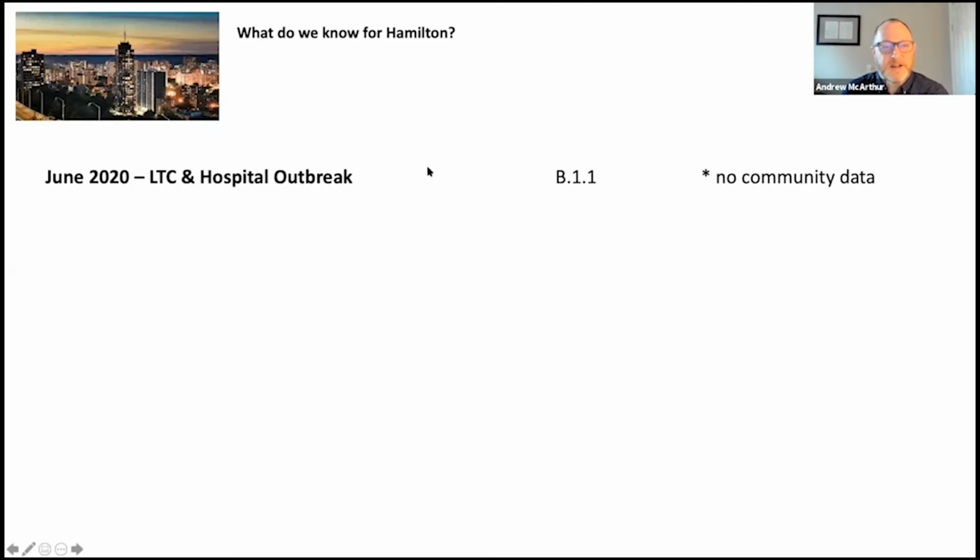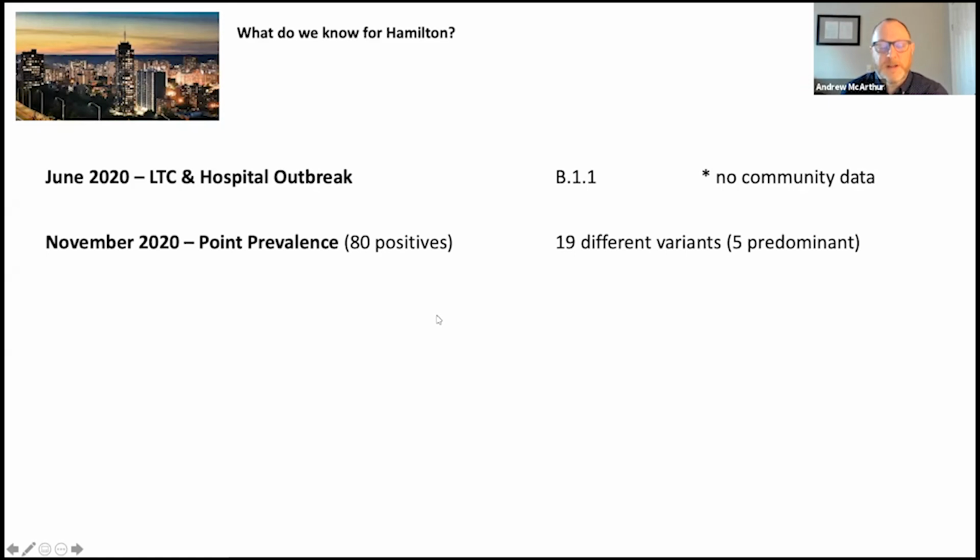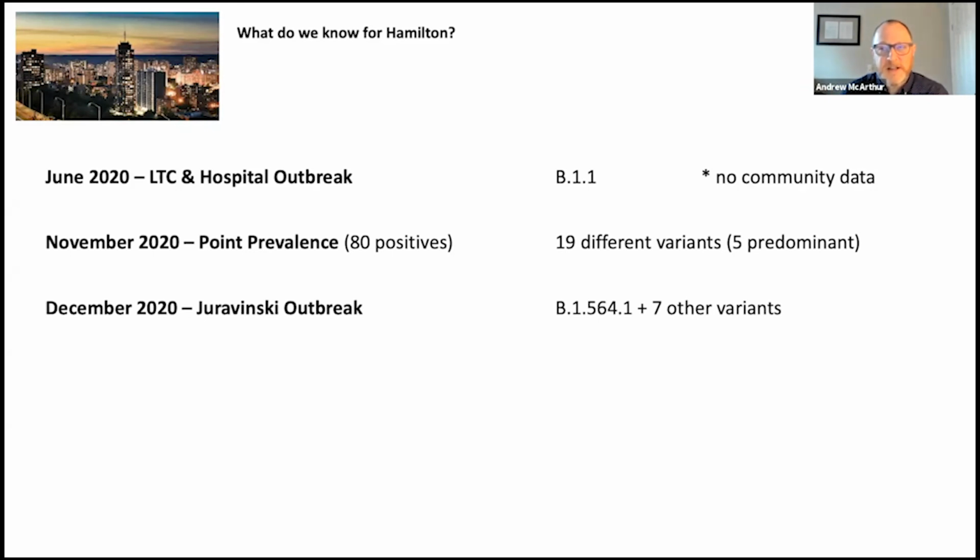The next glimpse of data we got was in November 2020. With Public Health Ontario, we did a point prevalence study. We tried to sequence everyone that tested positive in a 24-hour window on November 24th. 80 of them sequenced. What we found is that at that time, there was a lot of diversity in Hamilton, 19 different variants, 5 of them predominant. So Hamilton really didn't reflect a one importation event; it was quite diverse in our community.